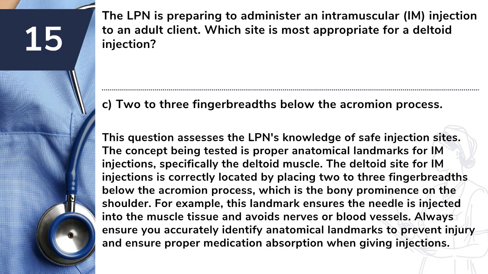Answer C. 2 to 3 fingerbreadths below the acromion process. This question assesses the LPN's knowledge of safe injection sites. The concept being tested is proper anatomical landmarks for IM injections, specifically the deltoid muscle. The deltoid site for IM injections is correctly located by placing 2 to 3 fingerbreadths below the acromion process, which is the bony prominence on the shoulder.